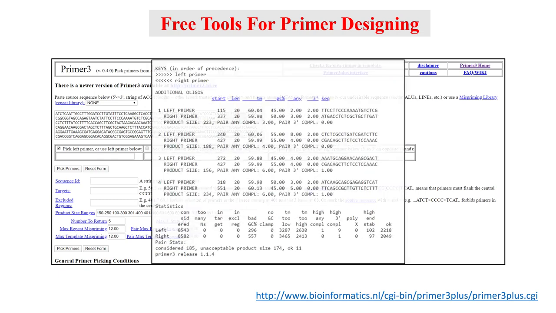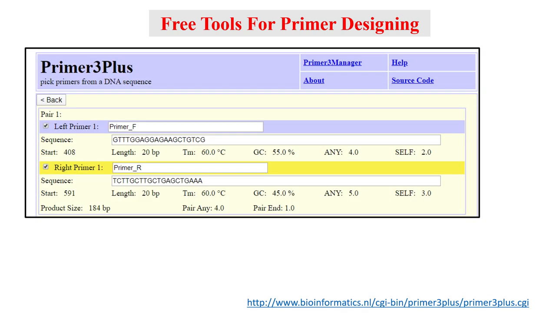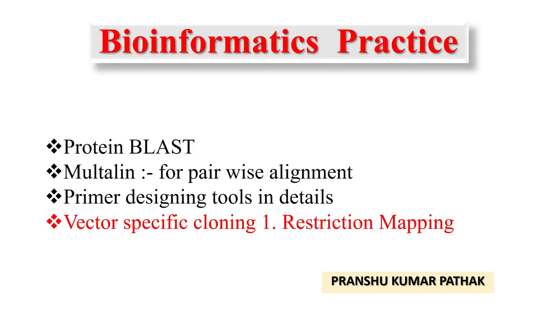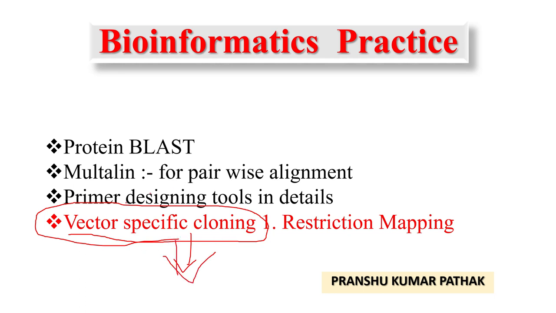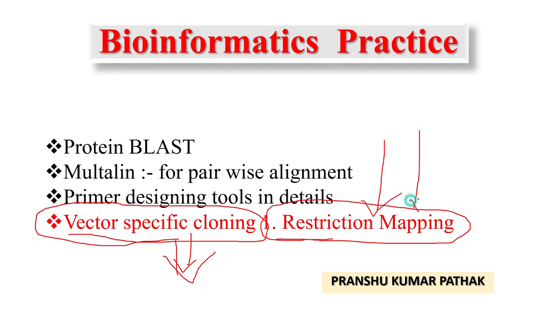Now I'm skipping this slide because I have already discussed a lot. So now our main goal is to make a vector specific cloning experiment. We have to perform vector specific cloning. For this you have to be very cautious, and restriction mapping is really much important. Without restriction mapping you cannot clone your gene in a particular set of sequence.